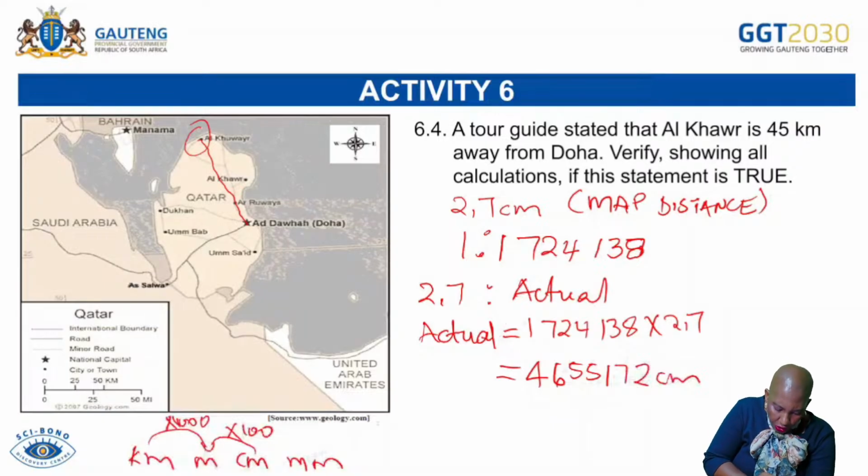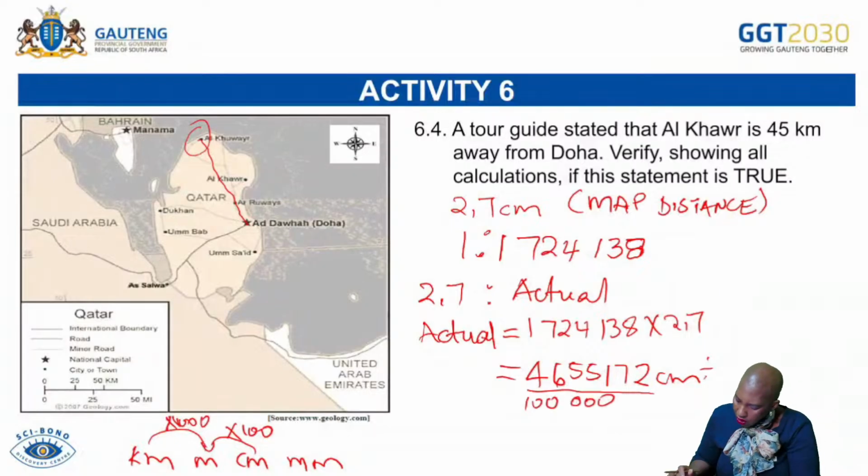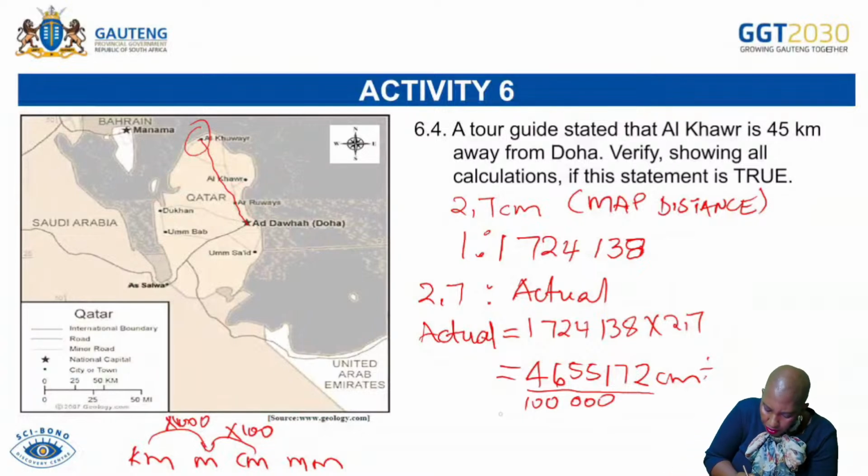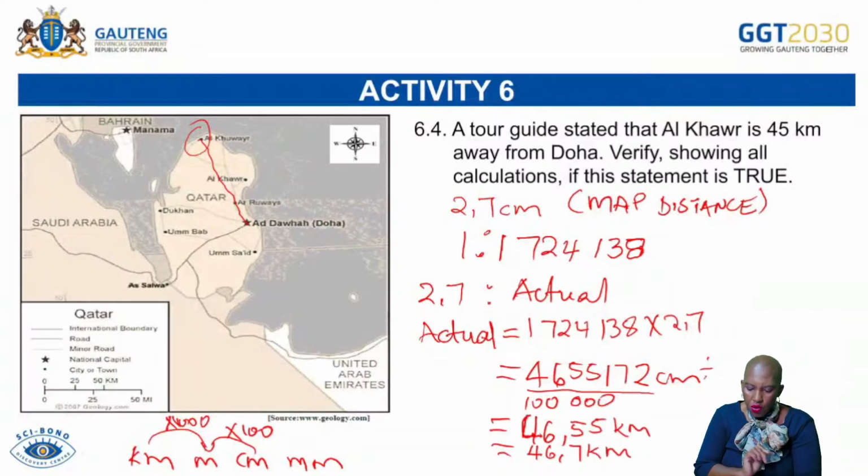Then I have to divide this answer. I have to divide my answer by what? By 100,000. I have to divide this answer by 100,000, and then I got my answer to be 46,55, which is 46,7 kilometers. Now it's in kilometers.